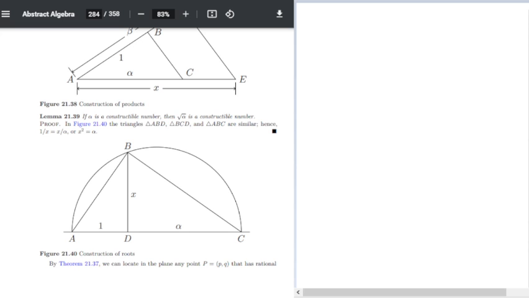If alpha is a constructible number, then the square root of alpha is a constructible number. Proof. In figure 21.40, the triangles delta ABD, delta BCD, and delta ABC are similar. Hence, 1 over x is equal to x over a, or x squared is equal to a.